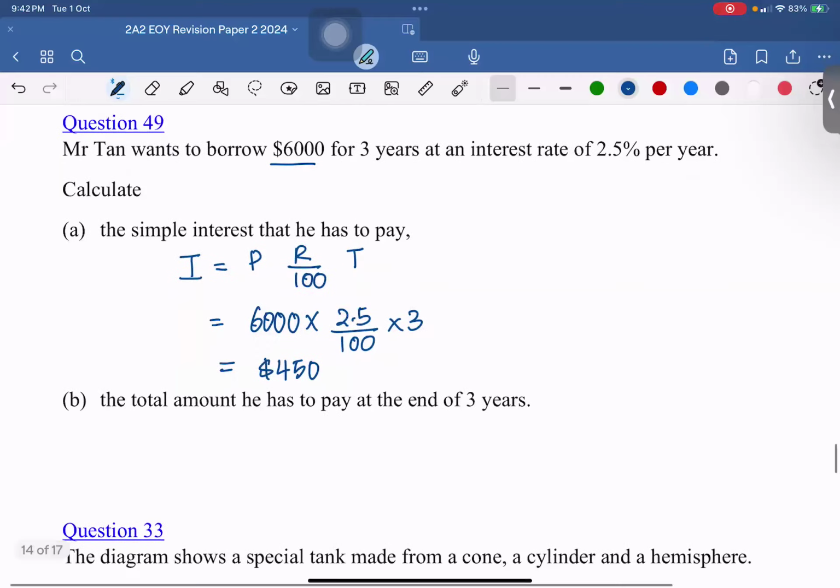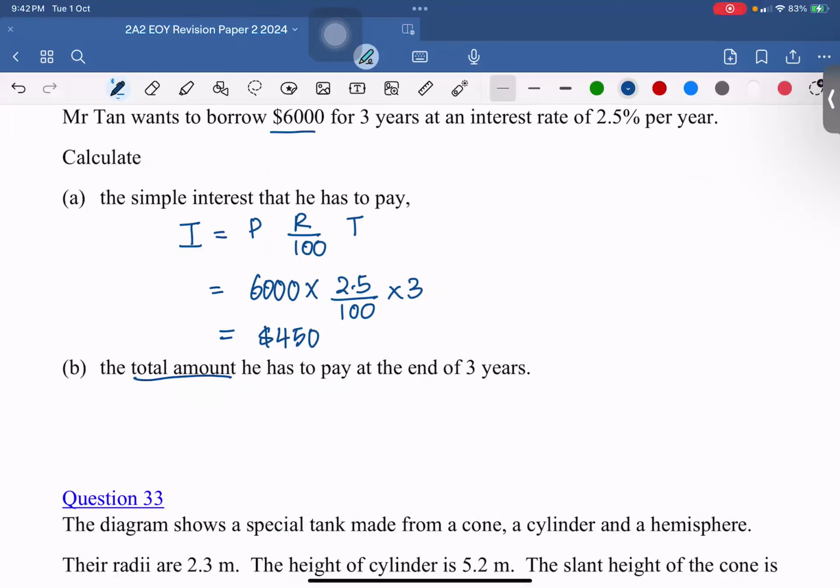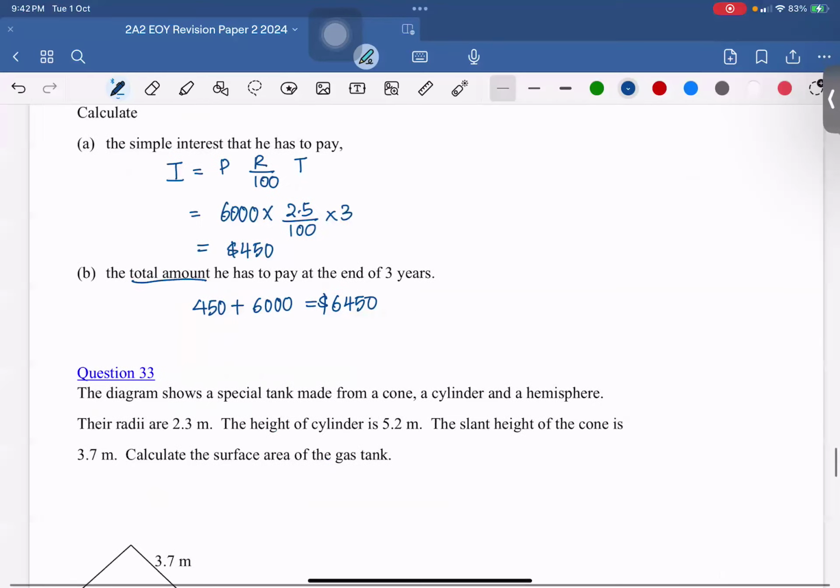But they want the total amount, second part. So you take the 450 plus your original amount. Then the answer. Is this okay? Yes. You're right. I forgot that I had the answer.